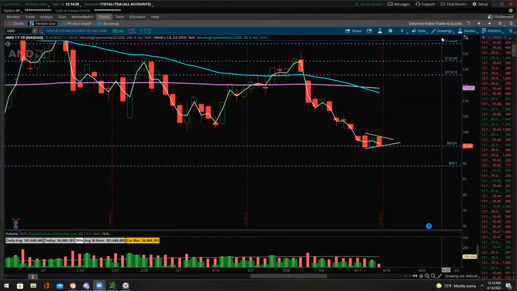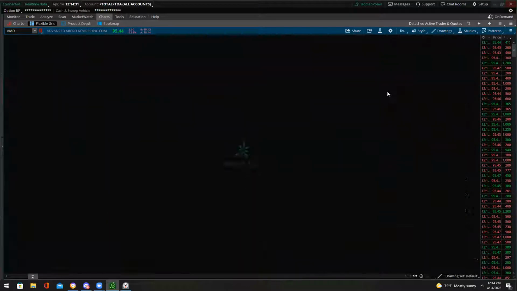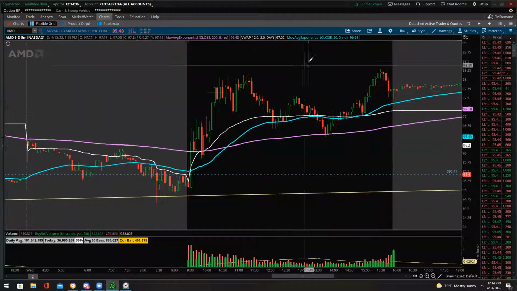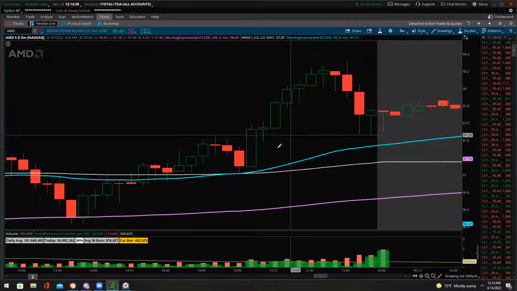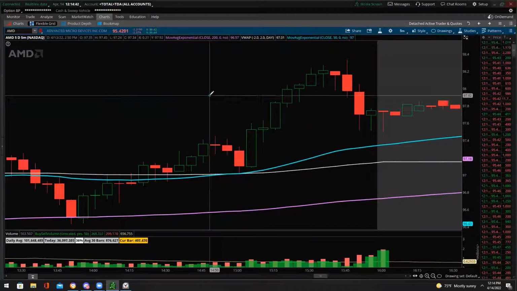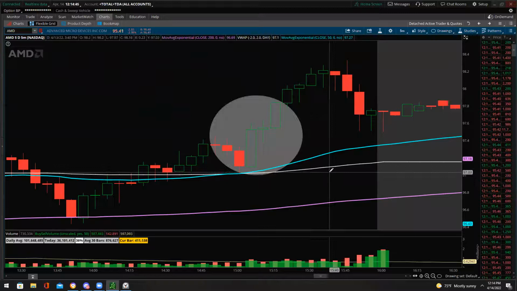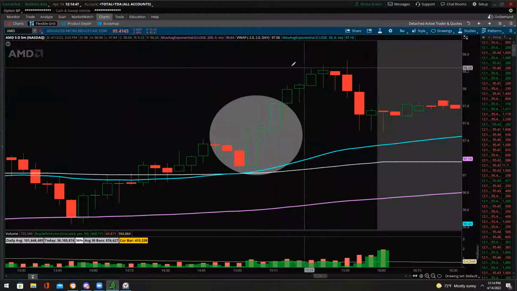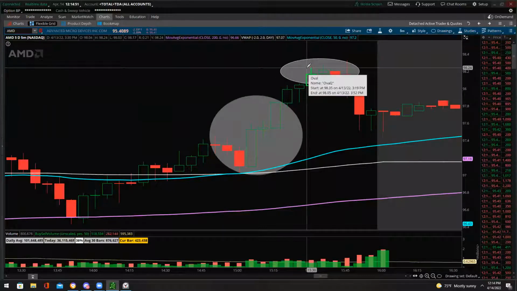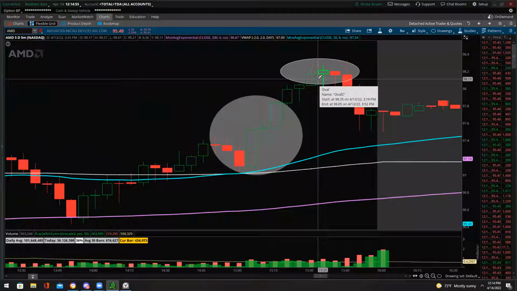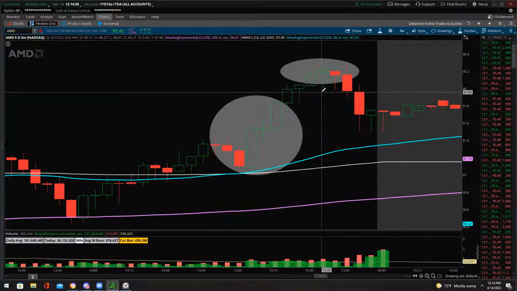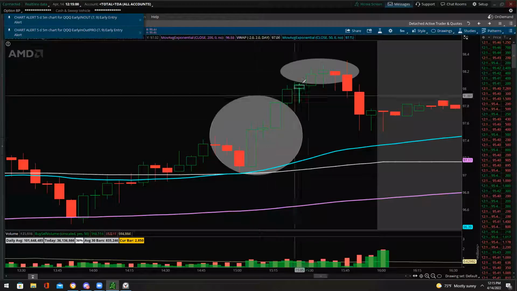All right, so let me break down what I mean by selling into pops. Let's just use this as an example, a quick and easy one. Let's say you enter a call position somewhere in here. This is where you want to be selling your call position, for the most bang for your buck, because your option contracts have the best premium, the best volatility, because of this little spike right here.